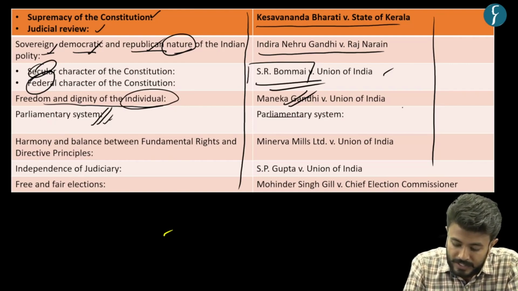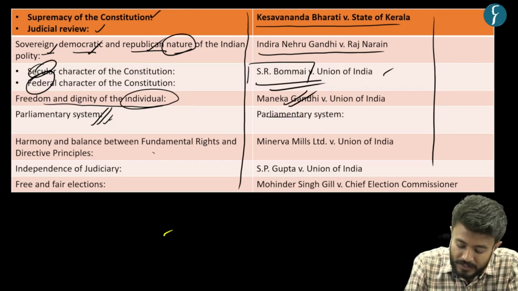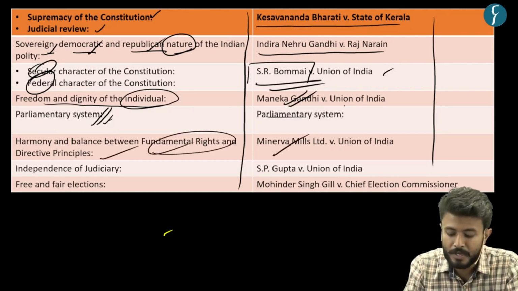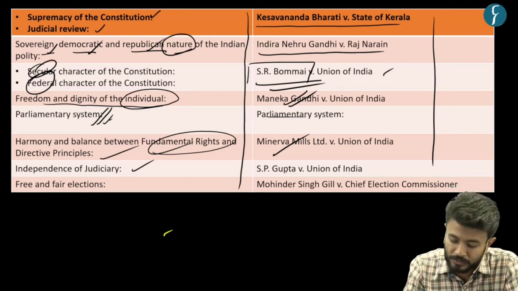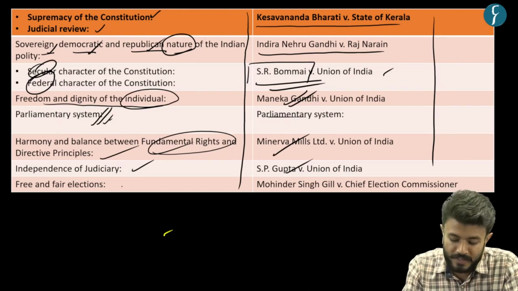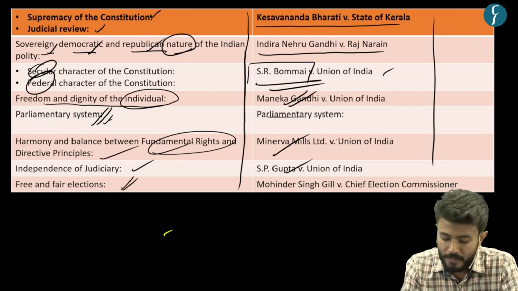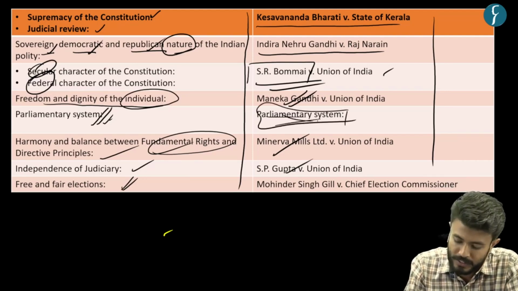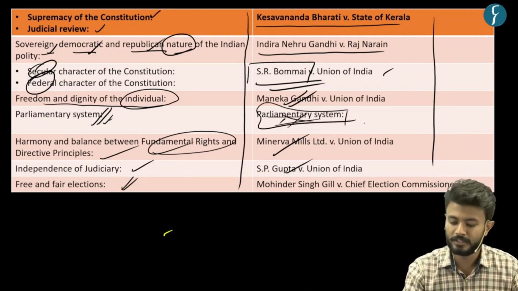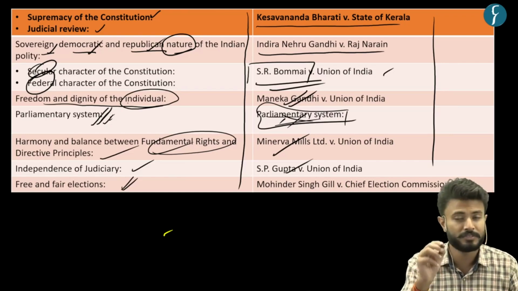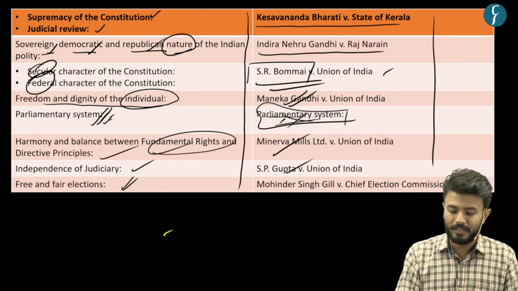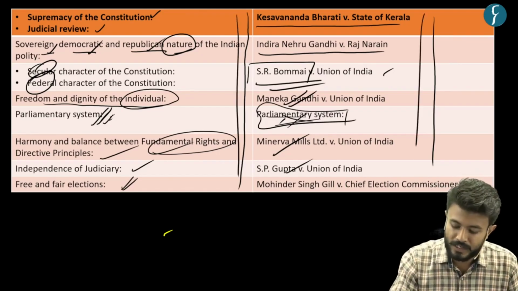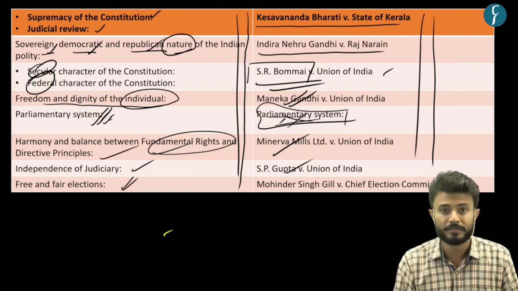right? And then we have harmony and balance between the fundamental rights and directive principles. Minerva Mills case. Independence of judiciary, SP Gupta versus Union of India case. Free and fair elections. It is Mohinder Singh Gill versus Chief Election Commissioner case. Now, just a small typing error is here. So you will be provided the specific name of the case for the parliamentary system also in the Word file, so you can refer to it. Okay. So yeah, guys, these are the important facts and these are the important cases for this, right?